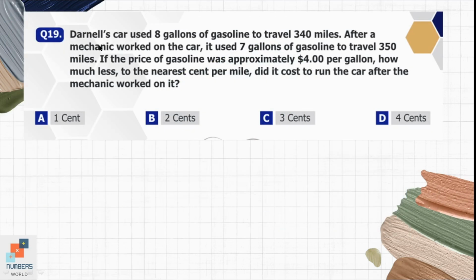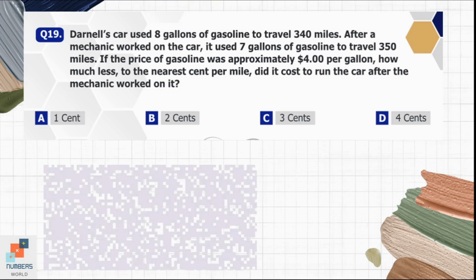Question number 19. Darnell's car used 8 gallons of gasoline to travel 340 miles. After a mechanic worked on the car, it used 7 gallons of gasoline to travel 350 miles. If the price of gasoline was approximately $4 per gallon, how much less to the nearest cent per mile did it cost to run the car after the mechanic worked on it?